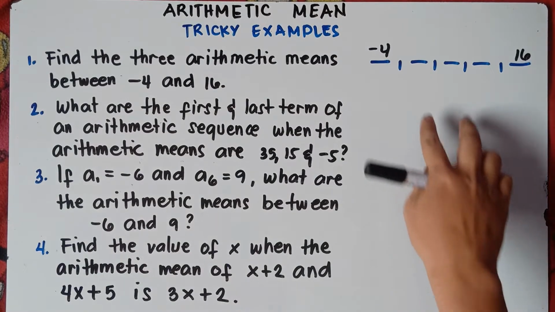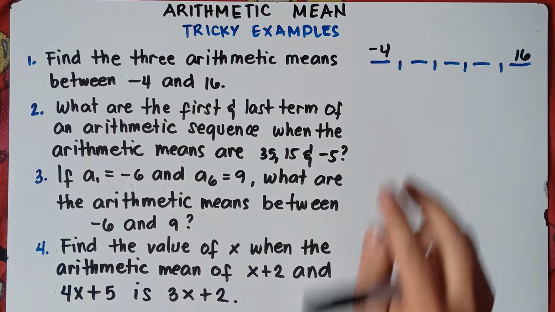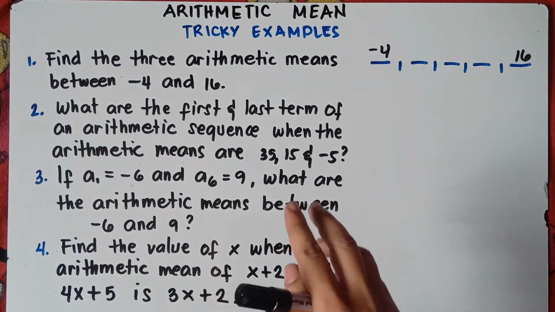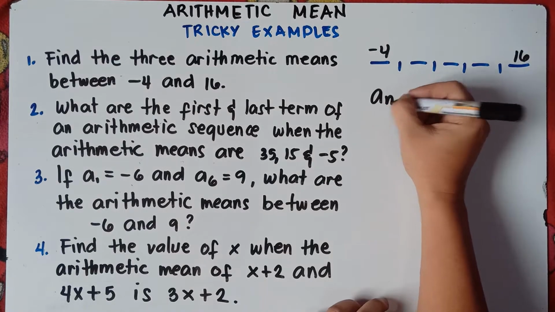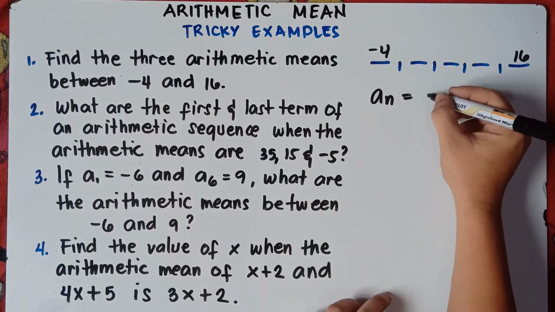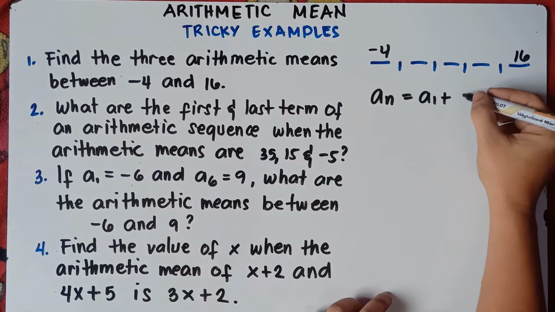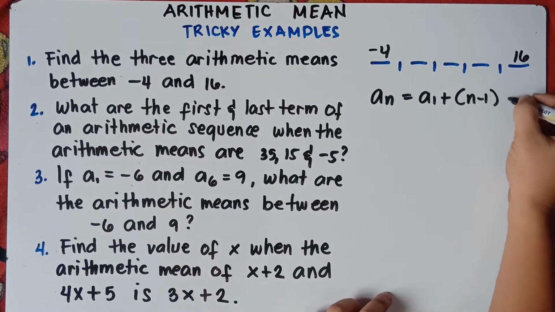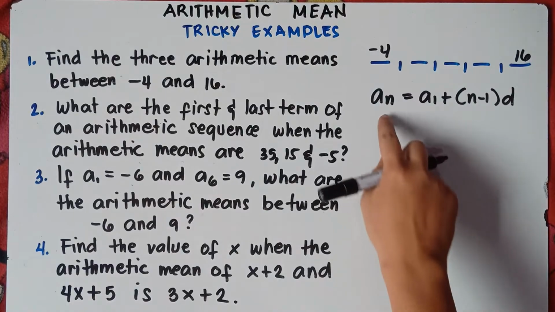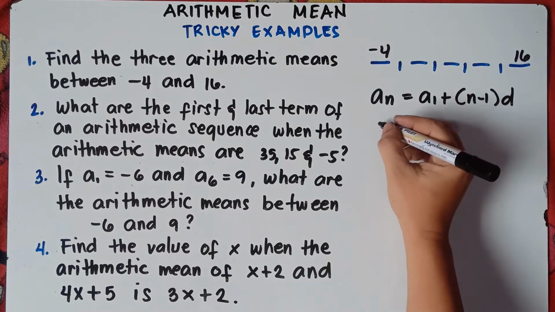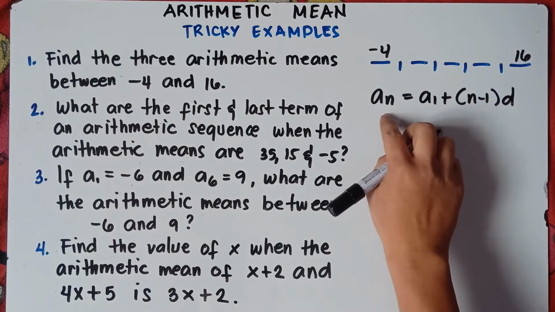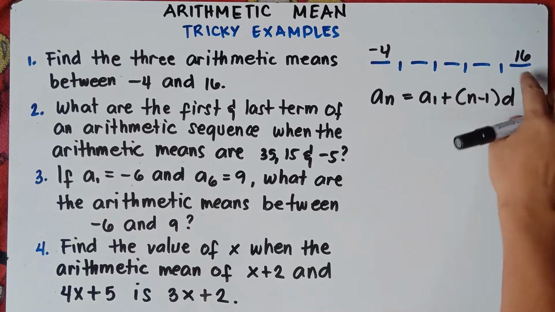Now, to insert the arithmetic means, class, we need to find the common difference. To find the common difference, we can use the arithmetic sequence formula: a sub n equals the first term plus n minus 1 times the common difference. A sub n, class, is the last term, that would be 16. Once again, a sub n is the last term, and we have 16.